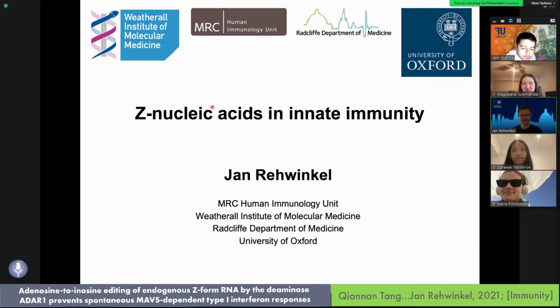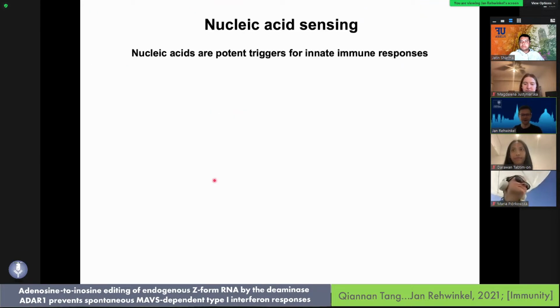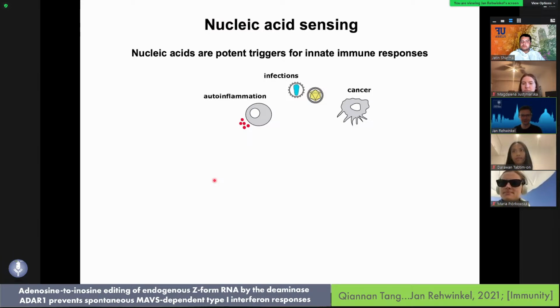So I'll tell you about these unusual Z nucleic acids. But before getting into that, I wanted to start with a broader overview of my wider field of research, and that is nucleic acid sensing by innate immune receptors, as Dara has said. The key observation in this field is that nucleic acids, both DNA and RNA, are very potent triggers for innate immune responses. That can happen in many different disease contexts. For example, it includes infections, in particular viral infections, but also many settings of sterile inflammation, including autoinflammatory diseases such as lupus, and in some instances malignant diseases.